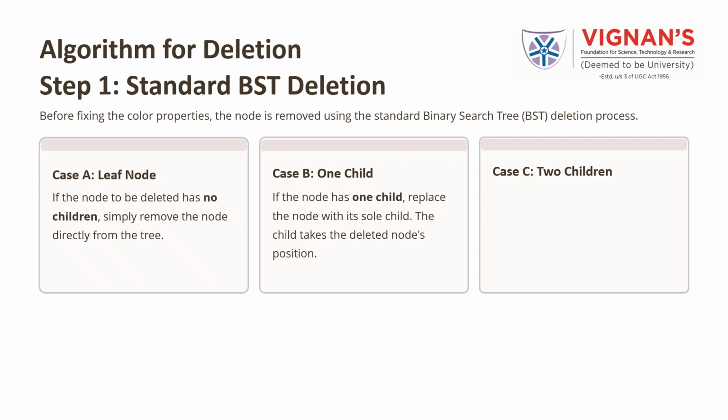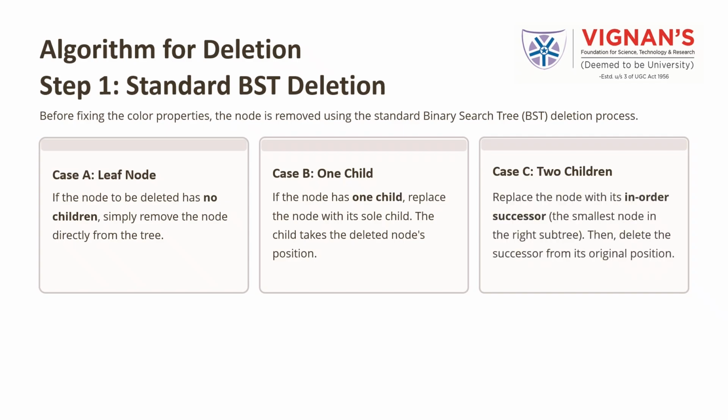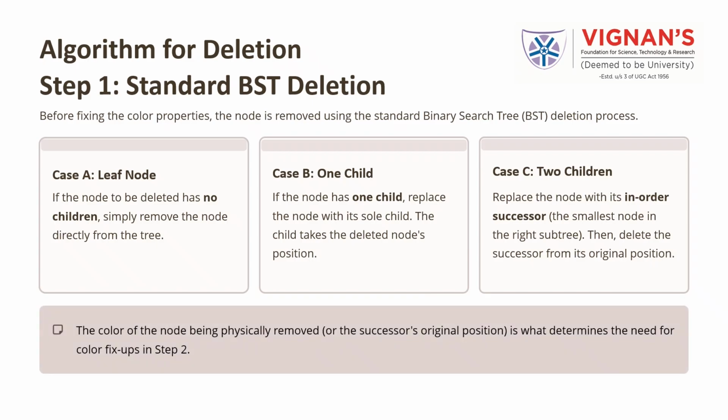If the node has two children, it is replaced with its in-order successor, which is the smallest node in the right subtree. After replacing the value, the successor node is then deleted from its original position. An important point to note here is the color of the node that is physically removed, or the color of the successor's original position, decides whether a double black situation will arise in the next step. This step only handles structural deletion, and color violations are handled in the following fix-up steps.